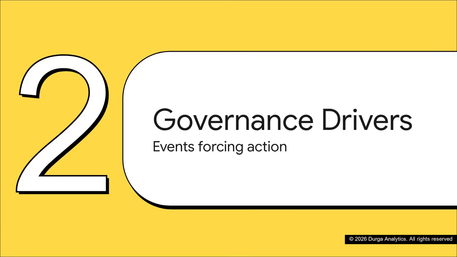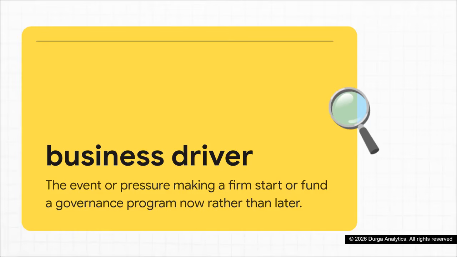Moving right along to Section 2, the 4 governance drivers. So how does this actually translate to our daily operations? Let's get our official definition straight. A business driver is the event or pressure that makes a firm start or fund a governance program now rather than later. It is the immediate, burning pain point. And if you're a data governance lead or a data architect, your number one job when you walk into a new organization is to diagnose that driver immediately.